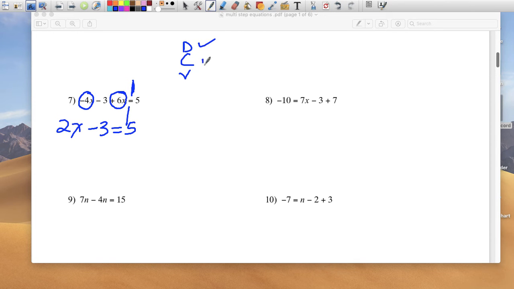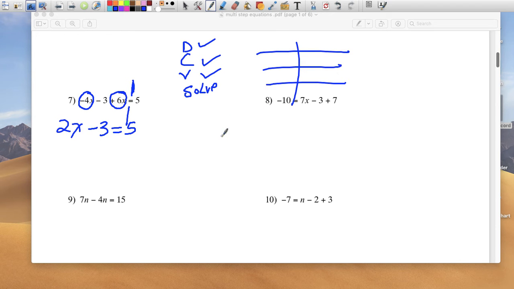So you check for distributed property, you check to combine like terms, you check for variables on both sides. Now you can finally solve. The solving part is where you can, if you like, set up your instructions so that you can tell which steps you're going to be doing to find the value of x. Here's my variable x, which is being multiplied by 2, subtract 3 equals 5. The first thing I'm going to do is add 3 and then divide by 2. Those are the two steps, and hence it's called a two-step equation from this part on.